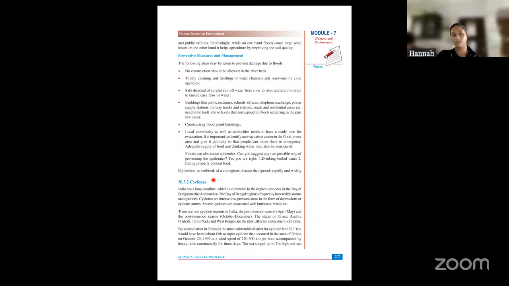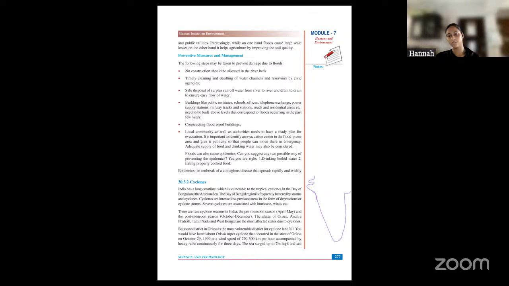India has a long coastline which is vulnerable to the tropical cyclones in the Bay of Bengal and the Arabian Sea. The Bay of Bengal region is frequently battered by storms and cyclones. Cyclones are intense low-pressure areas in the form of depressions or cyclone storms. Severe cyclones are associated with hurricane winds, etc.